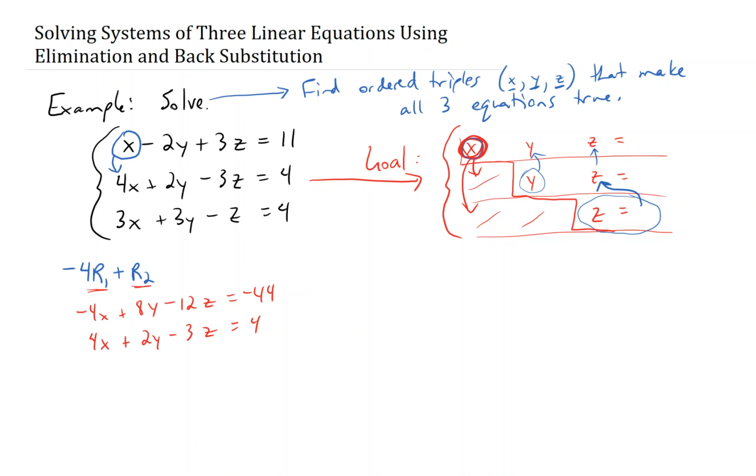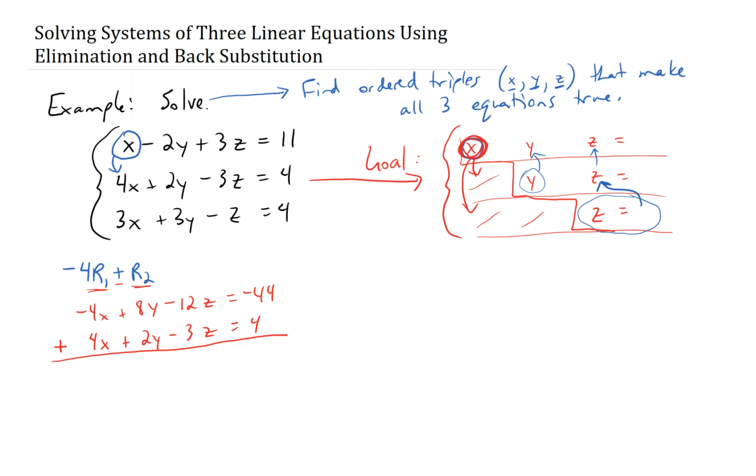So I've got my negative 4 row 1 and my row 2 written down. Then I need to add them, so I'll put a plus out here, and then I'll add those together. Okay? Now what's the goal here? Our goal is to eliminate this 4x. And you can see that when I add these together, my negative 4x and my positive 4x will cancel.